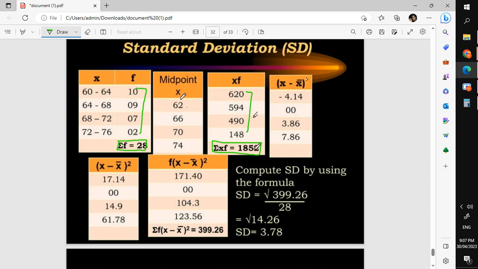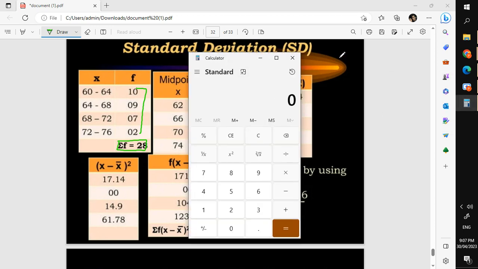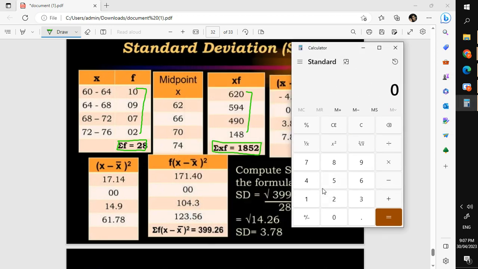So you have 62 minus 66, that... 66 ba? Okay, let's assume lang. So it gives us negative 4.14. Then 66 minus the mean, that's 0. 70 minus the mean, that's 3.86. And then 74 minus the mean, that's 7.86. Tama ba? 74. Let's just try to check this one.